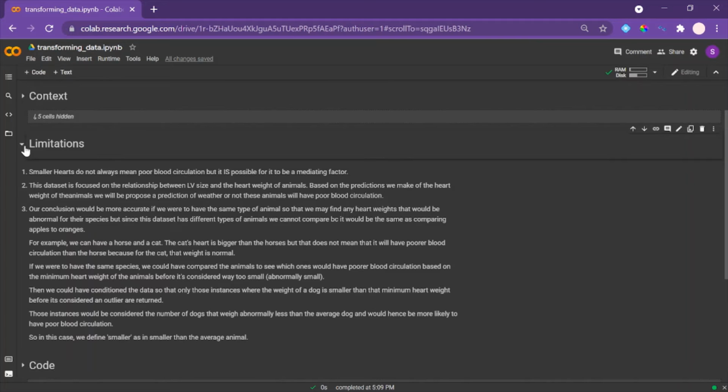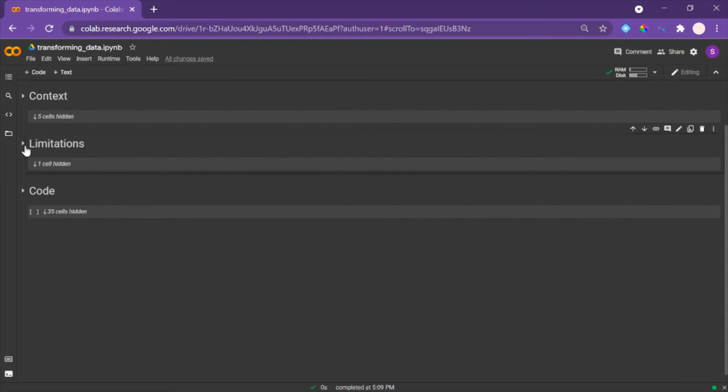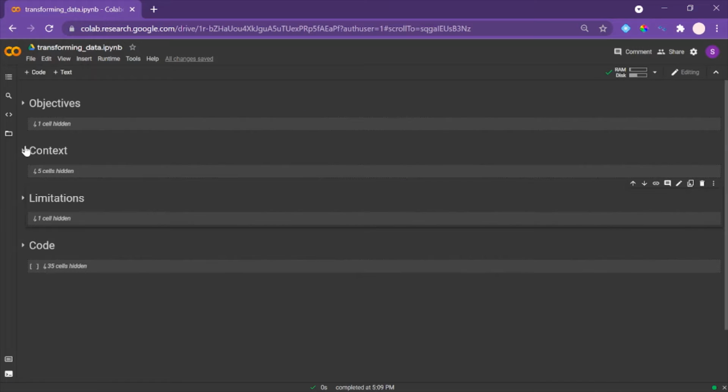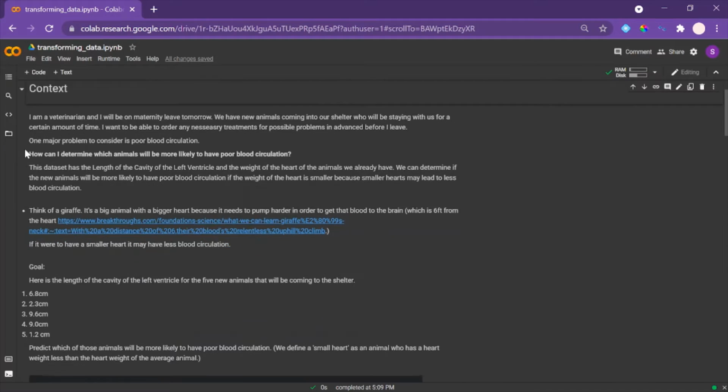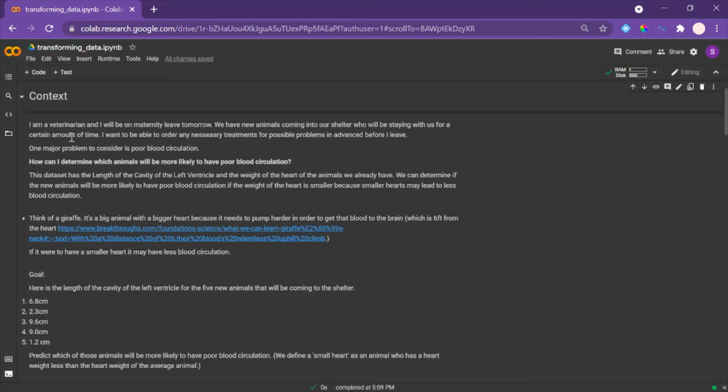I wrote them down here. So I realized that there are things that we could have done better, but given the data that we have, it's not the best, okay? But I did my best, and I came up with something that extends the problem to a more real world issue, right? So I am a veterinarian, and I will be on maternity leave tomorrow. We have new animals coming into our shelter who will be staying with us for a certain amount of time. I want to be able to order any necessary treatments for possible problems in advance before I leave.